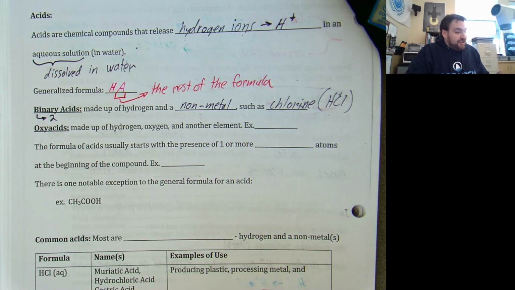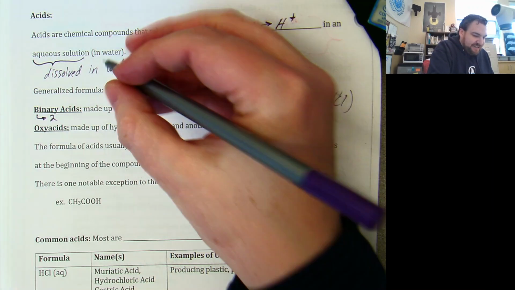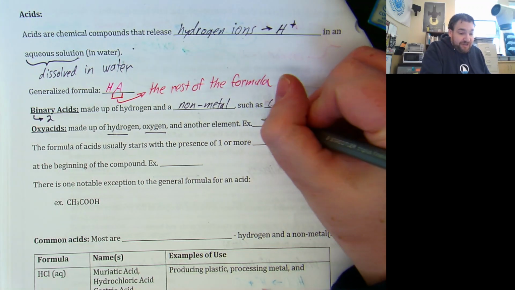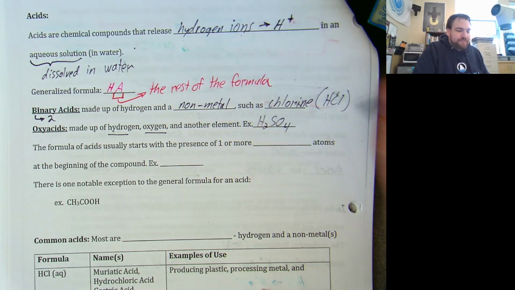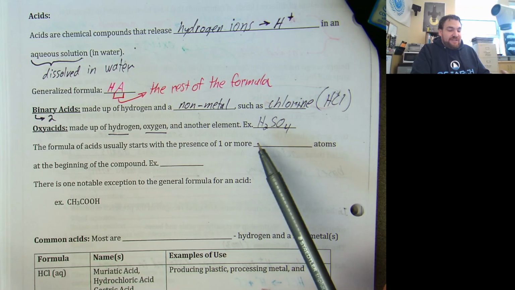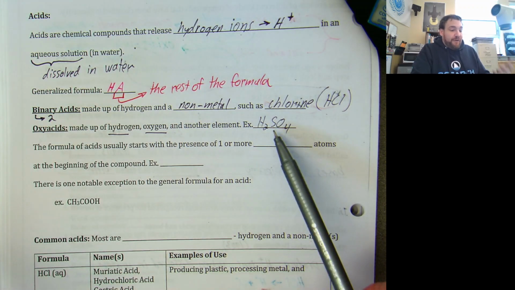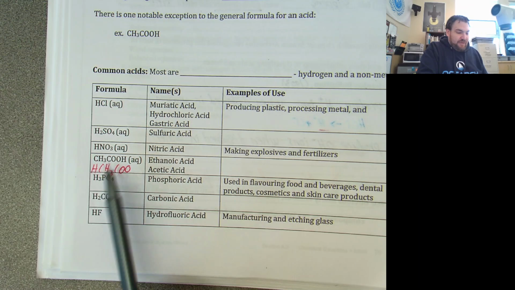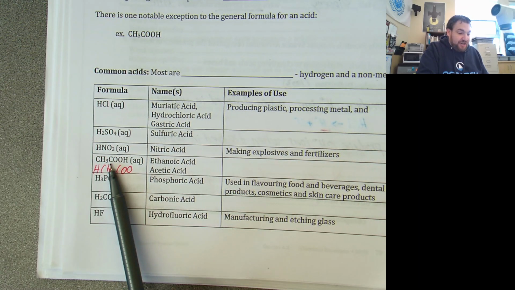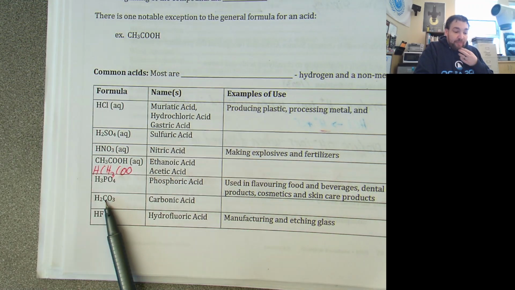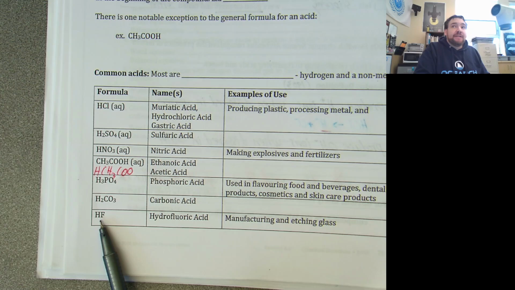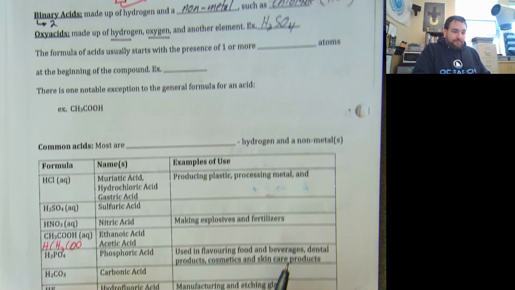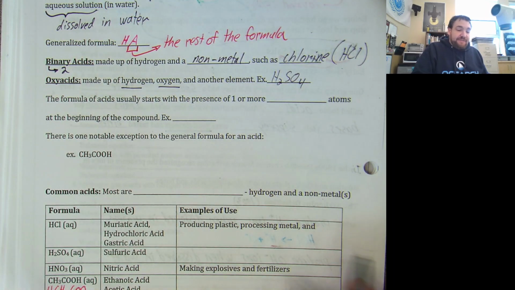But then there are other things called oxyacids. The oxyacids are made up of hydrogen, oxygen, and generally speaking, one other element. For example, in H2SO4, the other element is sulfur. Down here, the other element is nitrogen. Down here, it's carbon, phosphorus. This one's got another carbon. This one's got fluorine. All nonmetals. So you have binary acids and you have oxyacids.